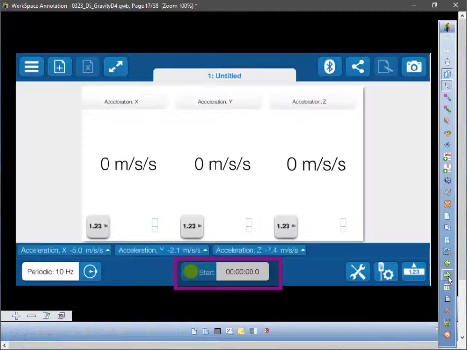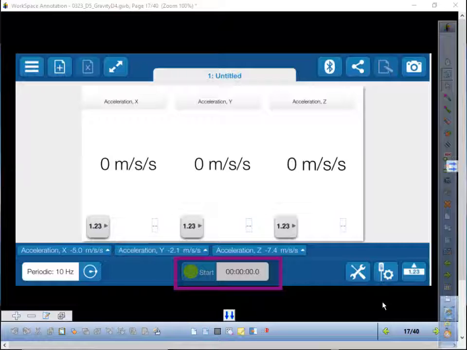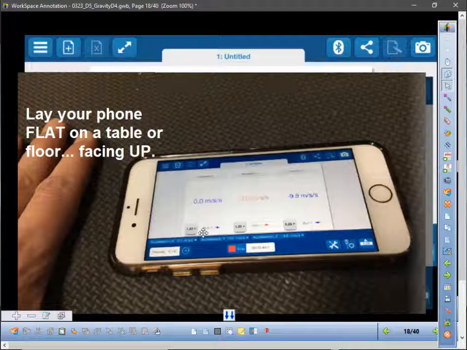All right, if you did it correctly, you should have a screen that looks like this, showing your acceleration in the X, Y, and Z directions, and it's ready to record. So what I want you to do is hit the start button, and you'll start being able to read the accelerations in the X, Y, and Z directions. First, after you hit start, lay your phone down flat like this, facing up. Lay your phone flat and just leave it sit there.